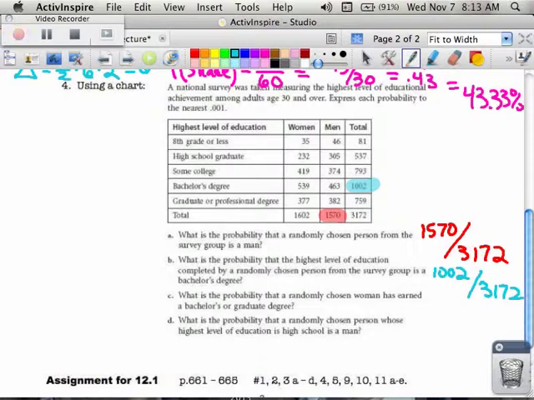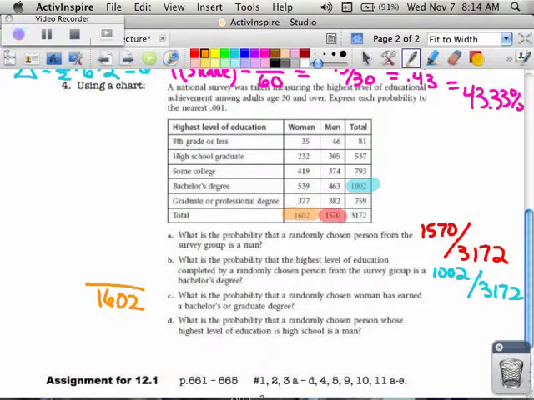Part C says, what's the likelihood or probability that a randomly chosen woman earned a bachelor's degree or a graduate degree? So all we care about here is the randomly chosen woman, nothing else. Not the total number of people, but the total number of women. So when you're talking about the randomly chosen women, that's the number 1602. That means that the bottom of my fraction for this one will be 1602.